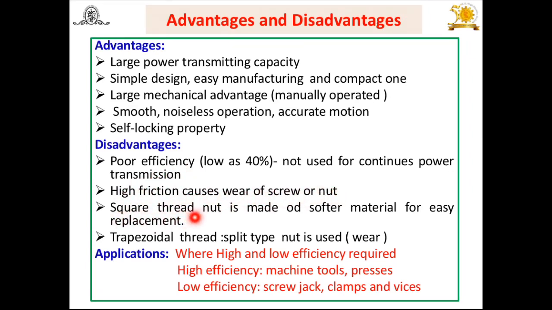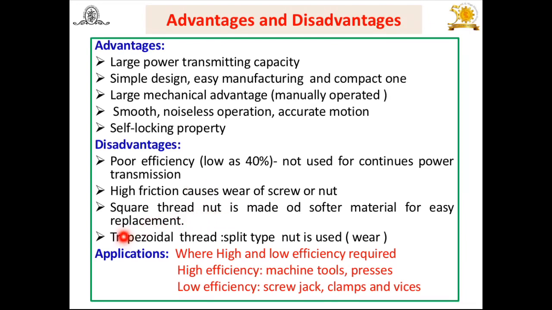The third one is that the square thread nut is made of softer material for easy replacement. Why softer material? Because of this high friction, there is a possibility of wear, and that is why we may have to replace the screw or the nut. But nut replacement is easy and cheaper. It is not a costlier asset.